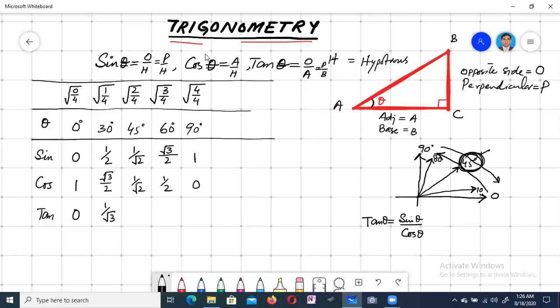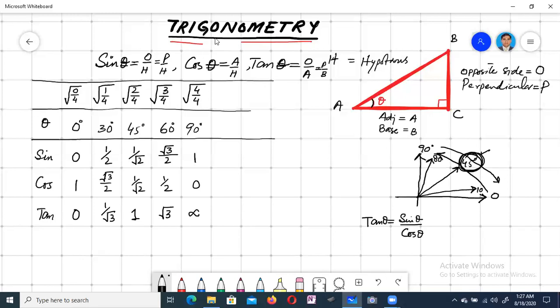Then after that both values are the same. When we divide, they cancel, and here will be 1. Then square root 3 by 2 and 1 by 2: the 2s cancel with each other, and square root 3 divided by 1 will be square root 3. And at the end, 1 divided by 0. 1 by 0 is infinity. Anything divided by 0 will be infinity. You know this thing.